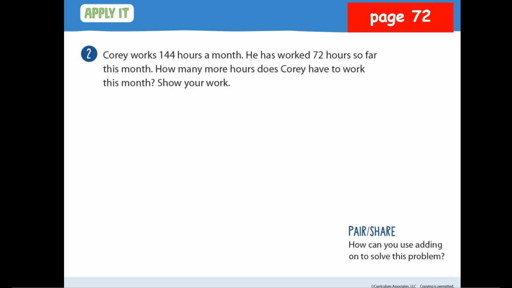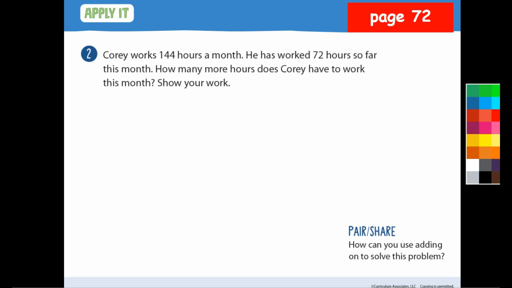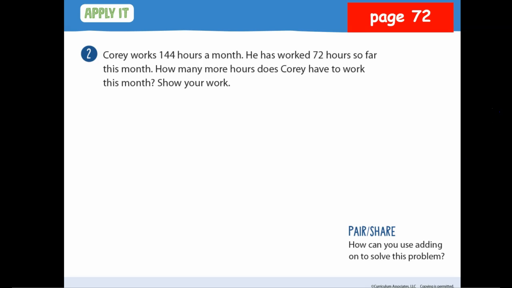Okay, it says Corey works 144 months. So that's one number that I have. 144 months. Okay, he has worked 72 hours so far this month. How many more hours does Corey have to work this month?